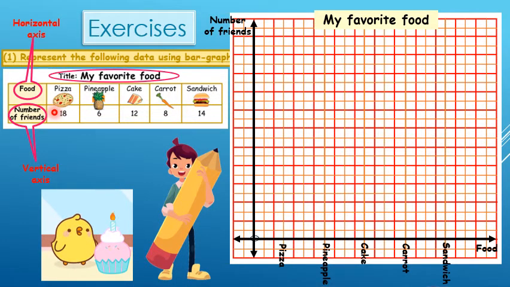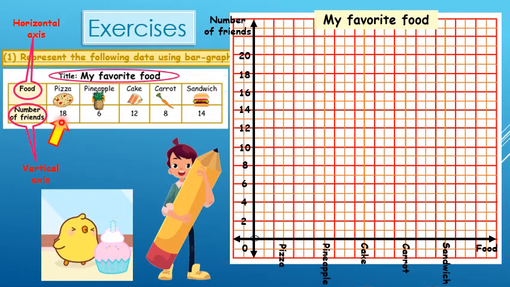Then we will go by what? What scale will I use here? Yes, good job. It will be scale by 2. Then I will write down here scale by 2, beginning from 0, 2, 4, 6, 8, 10, 12, 14, 16, 18, and 20. Now we fill our axes here: our horizontal axis is food, and the vertical axis is number of friends. Then we will represent this data on this grid.